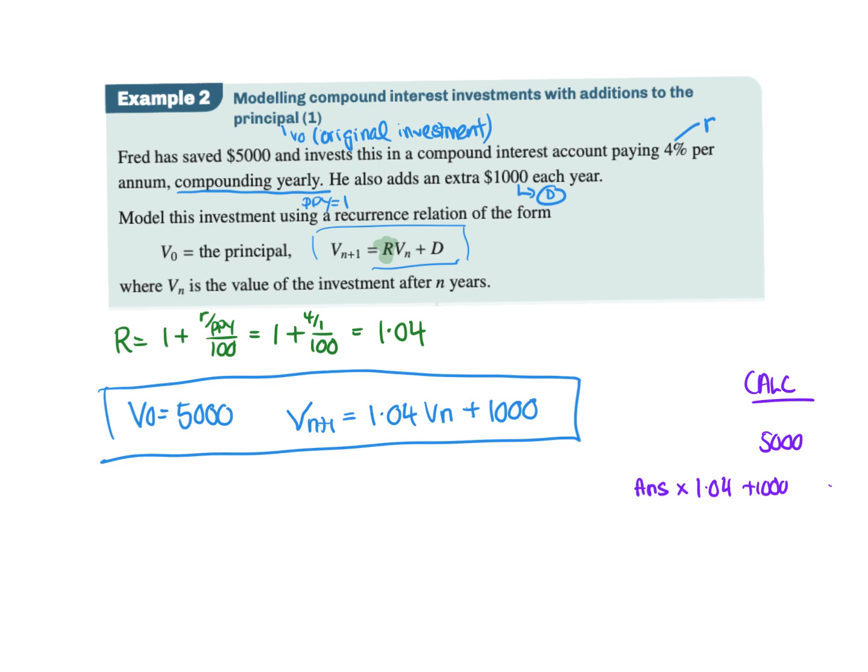So if I did that, I'd get 6,200, and then if I keep pressing enter, I get the next one, and so on, 7448. All right, so you can do these on your calculator as well.